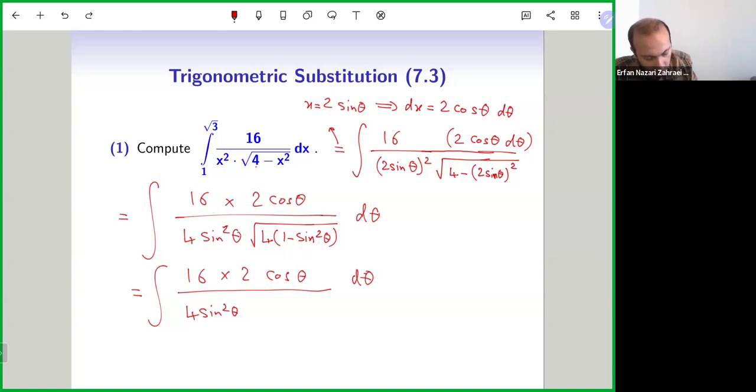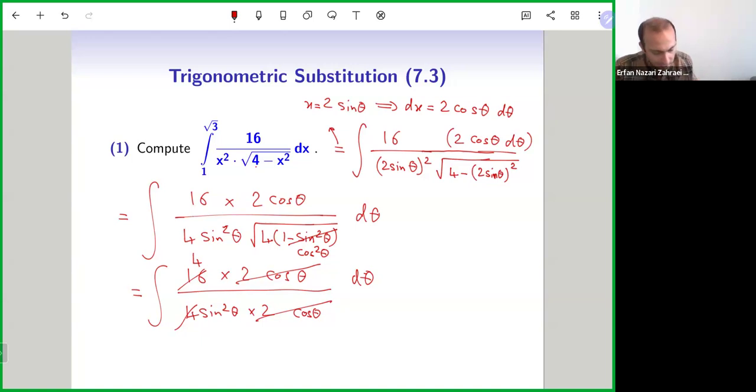This one, using the fact that this is cos squared theta, you get root 4, which is 2, absolute value cos theta. But do you remember? You don't need absolute value in these kinds of computations because of the domain that we took for theta. So basically I get this. Now I can simplify. 2 cos theta cancels 2 cos theta. 4 cancels 16 and you get 4 out of it.